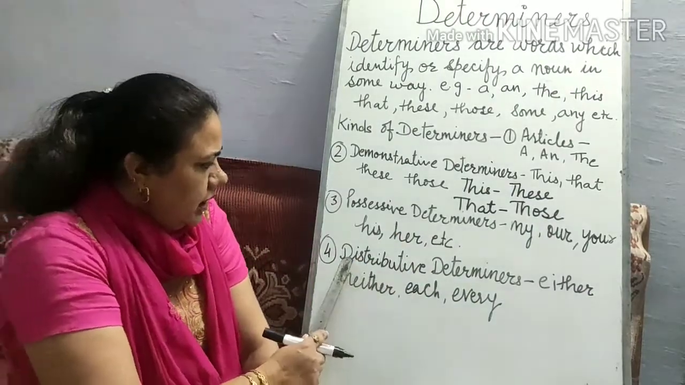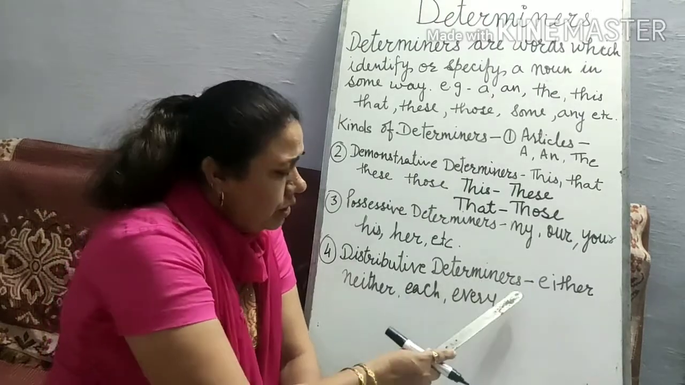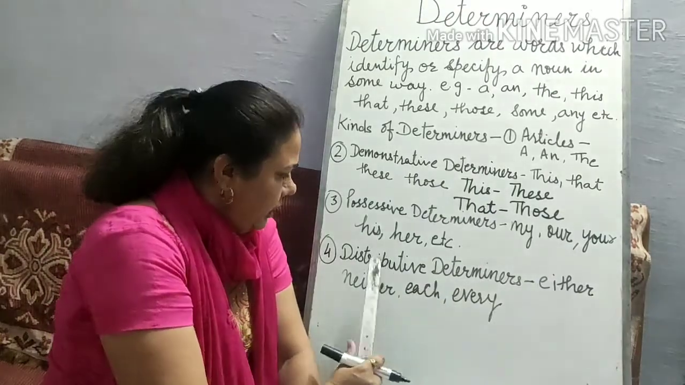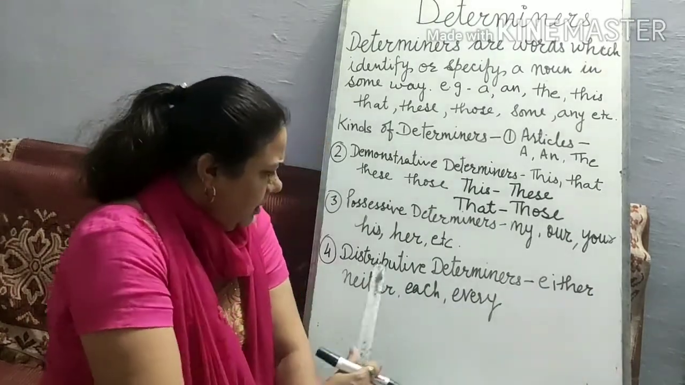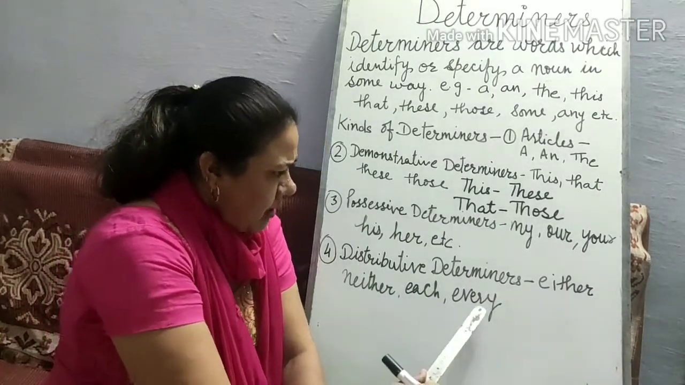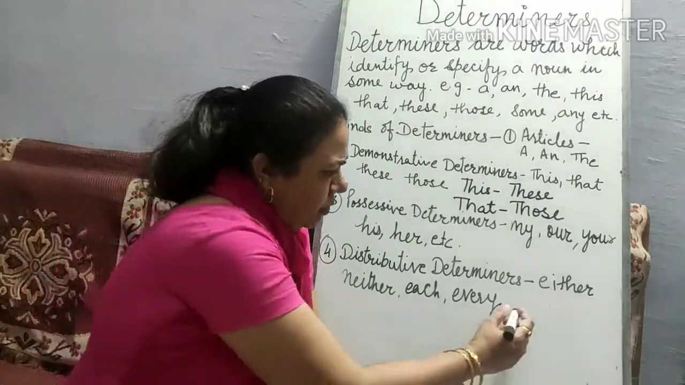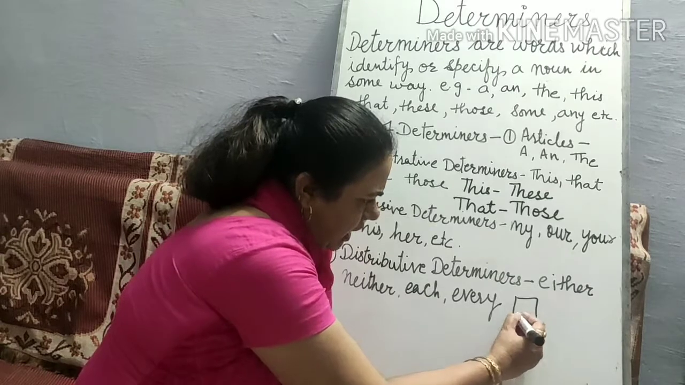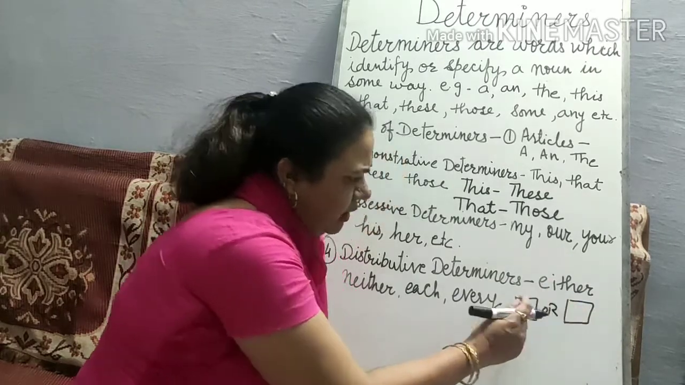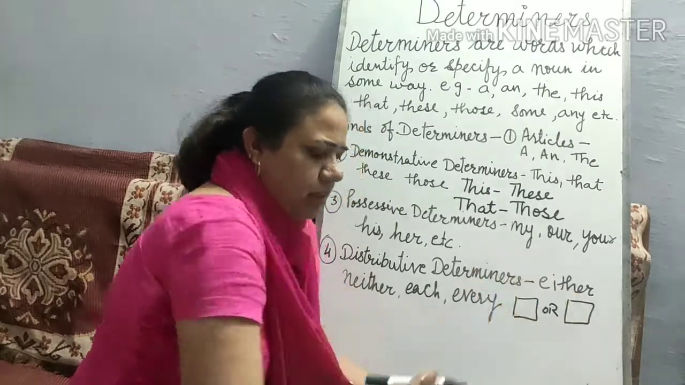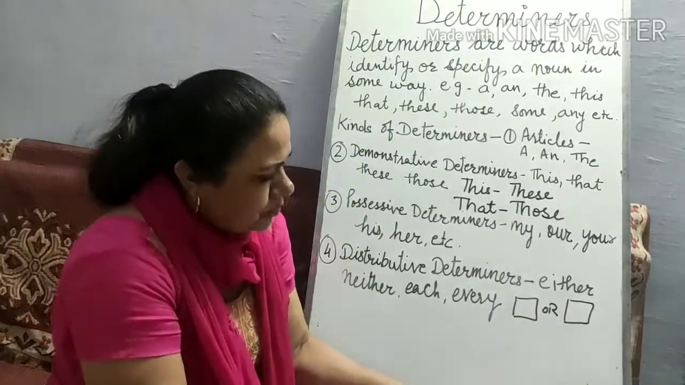Next we take the distributive determiners, in which we distribute the person, place, or thing. So the name is distributive determiners: either, neither, each, and every. Either we use for 2 things. For example, either this or this. We will use either for that purpose.